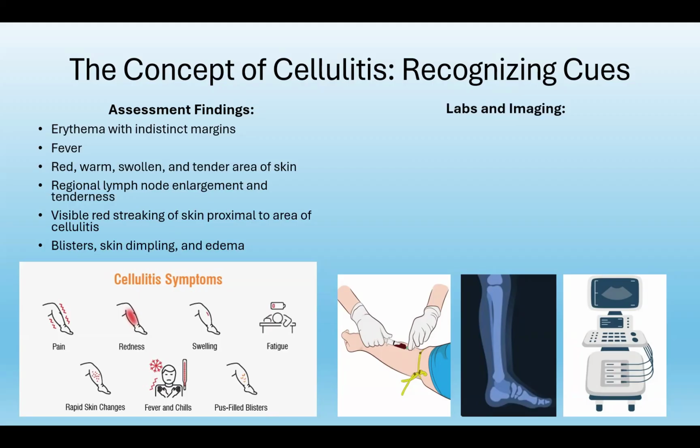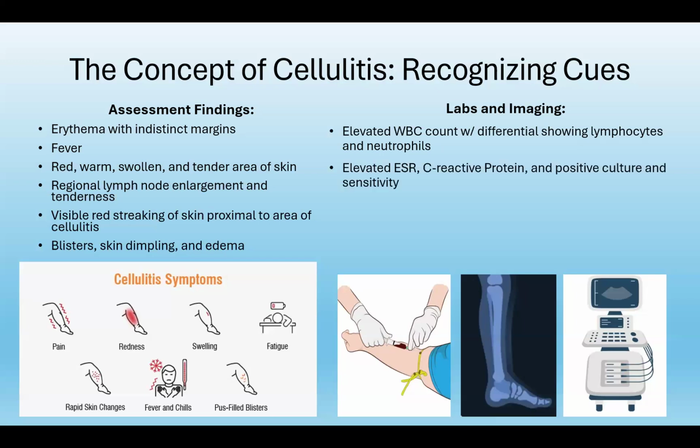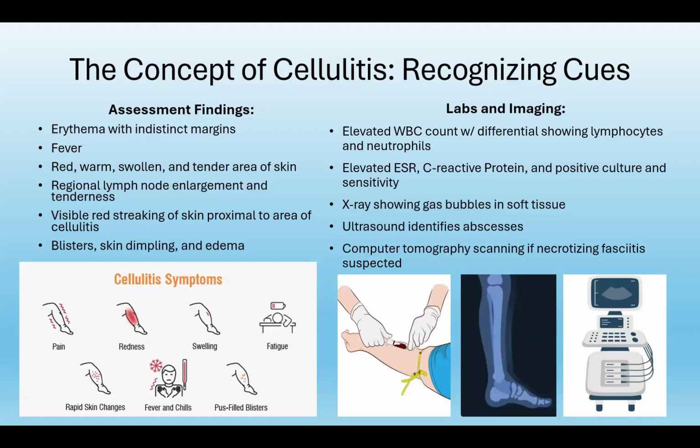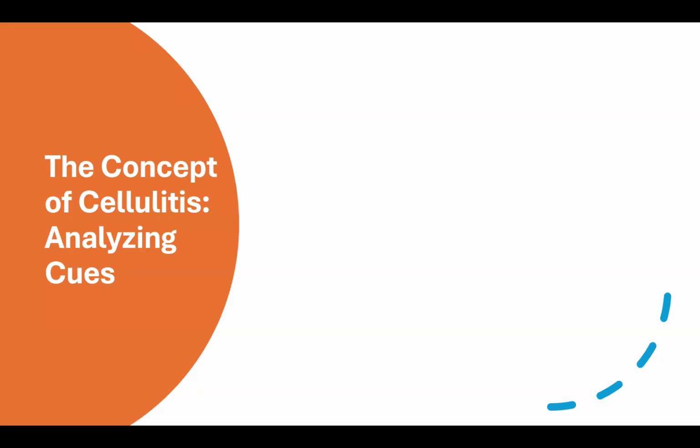Some labs and imaging that are part of cellulitis include an elevated white blood cell count with differentials showing lymphocytes and neutrophils, an elevated ESR, C-reactive protein, and a positive culture and sensitivity test. X-rays can show gas bubbles in the soft tissue indicating cellulitis. Ultrasounds can identify abscesses, and computed tomography scanning is used if necrotizing fasciitis is suspected. Analyzing cues.